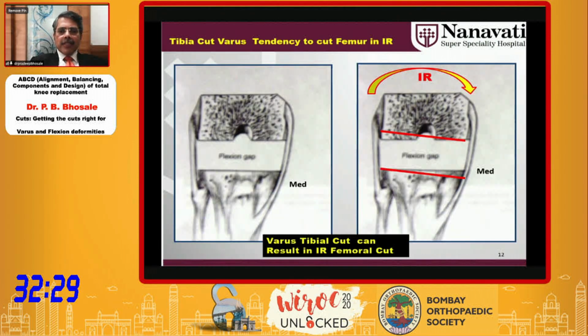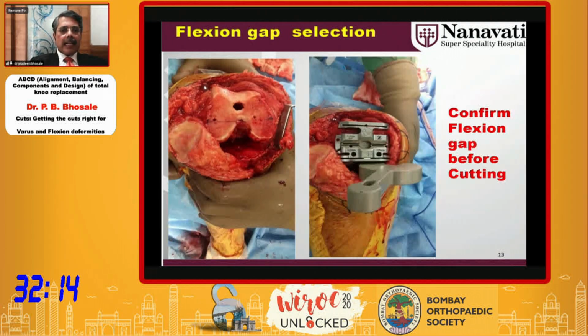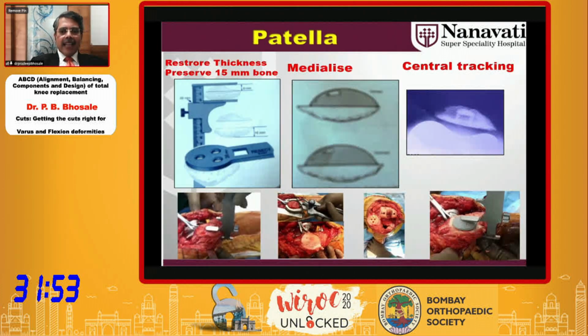Sometimes if the tibia is cut in varus, and you check the extension and flexion gap with the block technique, you may develop internal rotation and cut the femur in internal rotation. So you have to be careful. And before cutting, you always check the gap, of course when you are not using robotics and navigation, so always check the gap before you cut the bone, and not the other way. And the patella, as you know, when it is everted, the lateral part becomes the medial part, and you should not make any error.